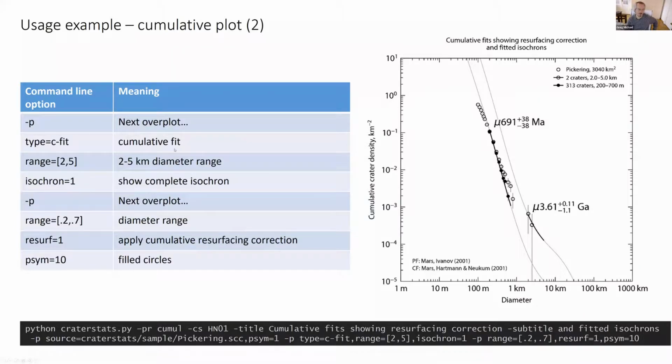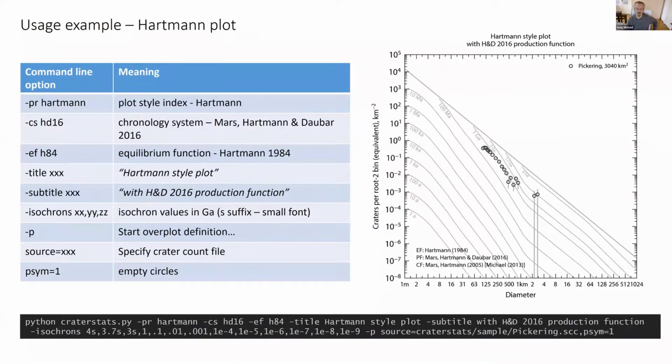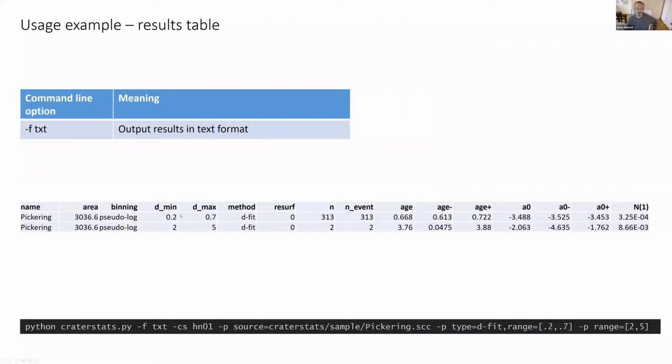Resurfacing corrections, things that people will be familiar with if they've used the previous versions. Here's a Hartmann plot. You specify chronology system, plot style. You can specify the overlaid isochrons as Hartmann does on his plots. You can also output the calculations from the software as a text table, so you can import that into Excel or whatever other software you want to analyze the data with further.